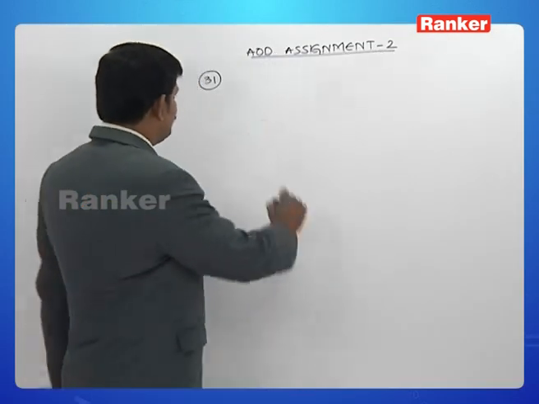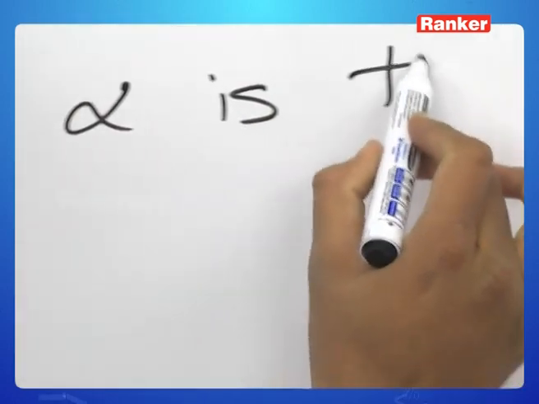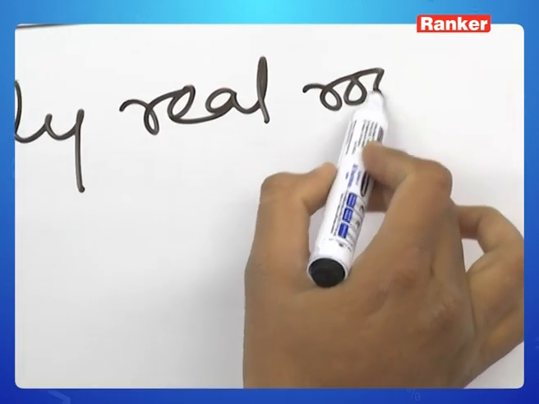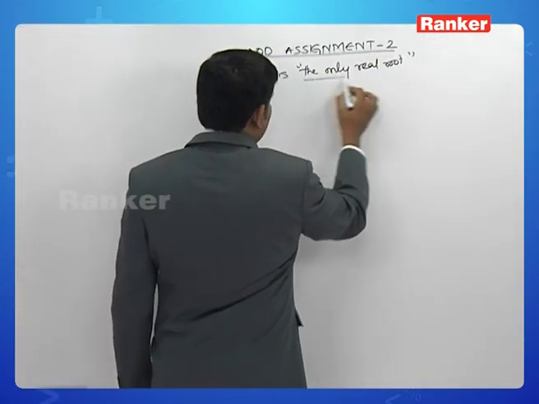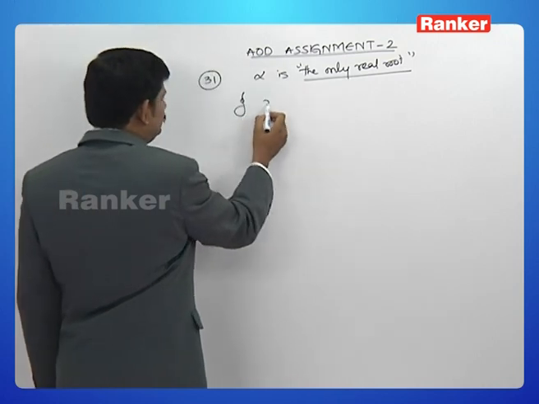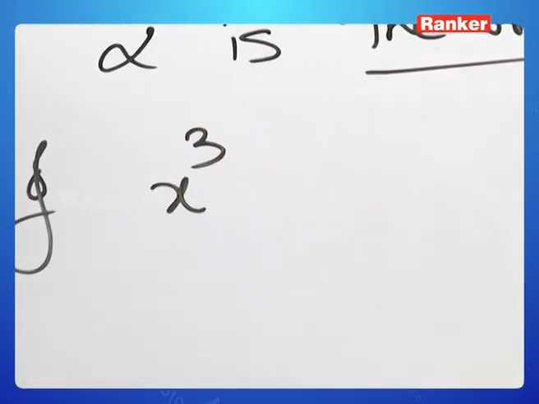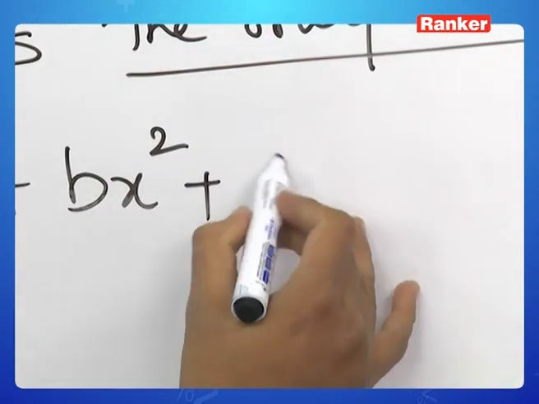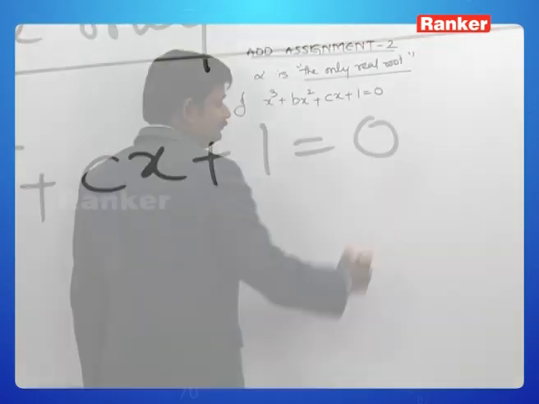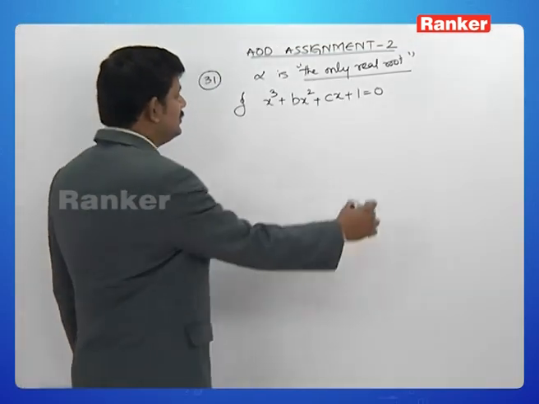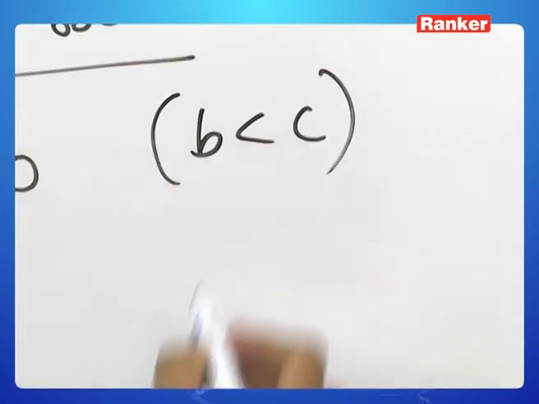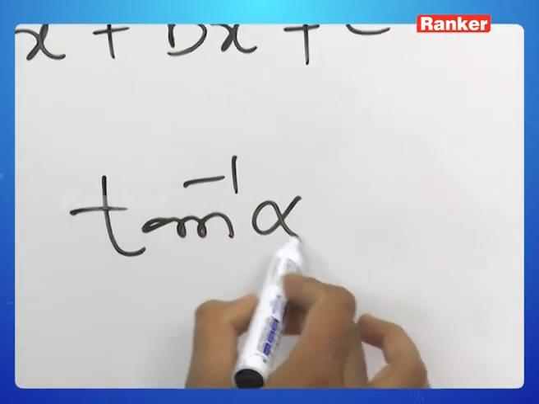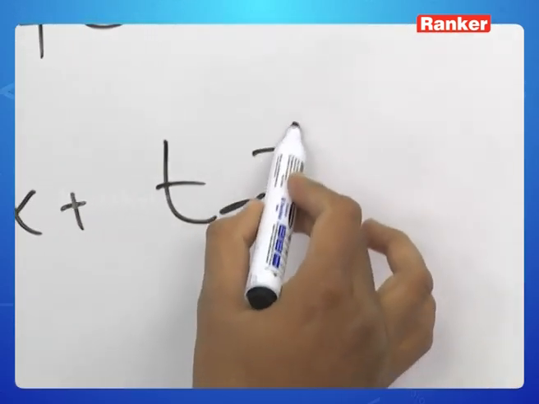It is given that alpha is the only real root of, this information is very important, it is the only real root of x cube plus bx square plus cx plus 1 equal to 0, where b is given to be less than c, and we need to find the value of tan inverse alpha plus tan inverse 1 by alpha.